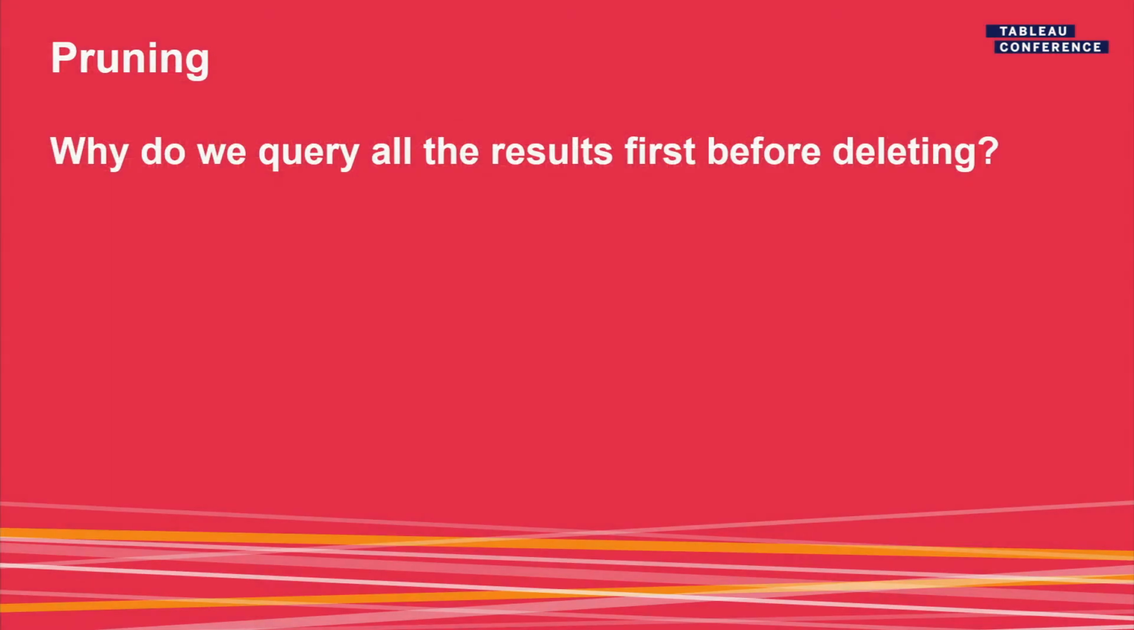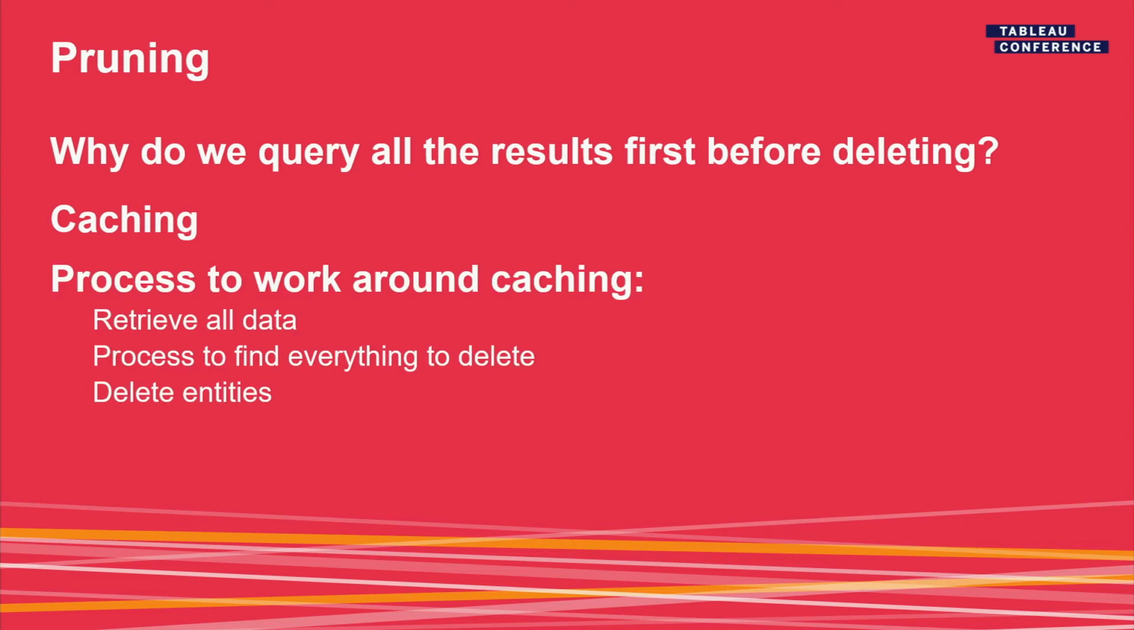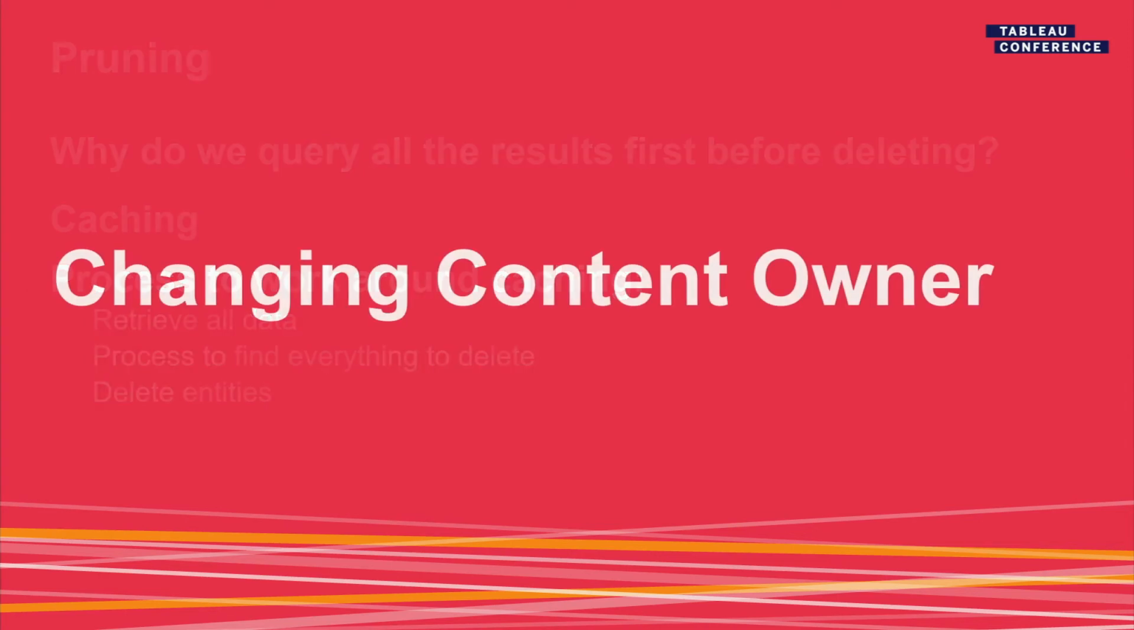Now, why do we query all the results first before deleting? It's basically due to caching. If we're paging through the query results and actually deleting along the way, it's going to impact the results that are returned, and we might miss some items. So instead, we retrieve all of the data, process it to find everything that we want to delete, and then actually delete the entries.